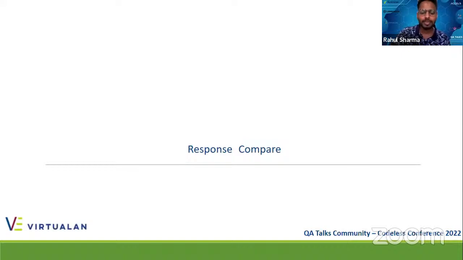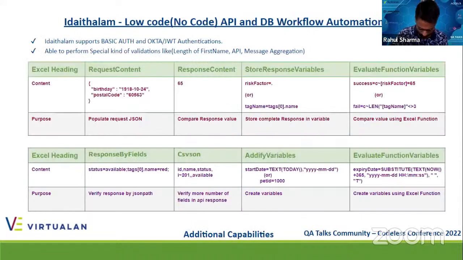Let me go to the next slide. Here I am going to talk about the response compare, how this tool compares the response in the Excel. We have already discussed the Excel, and I'm just going to take a few more seconds on that. Here we saw these headings, right? Request content, response content, store response variable, and execute function variables. Here we have to pass the request body in this column.